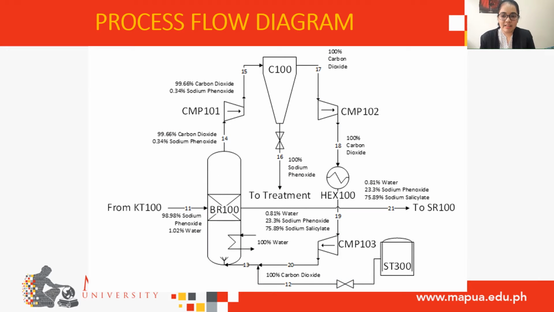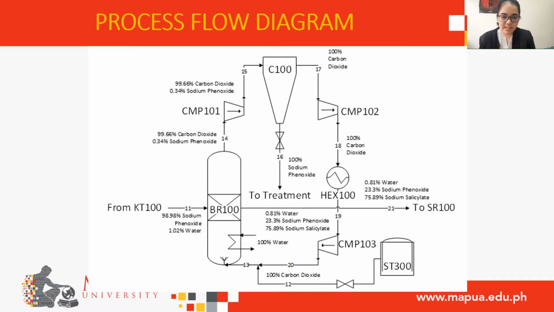The dry granulated sodium phenoxide goes inside a fluidized bed reactor operating at 90 degrees Celsius and 550 kilopascals. Carbon dioxide is then sparged into the bed reactor to initiate the carboxylation process. Two outlet streams are then generated from the reactor.